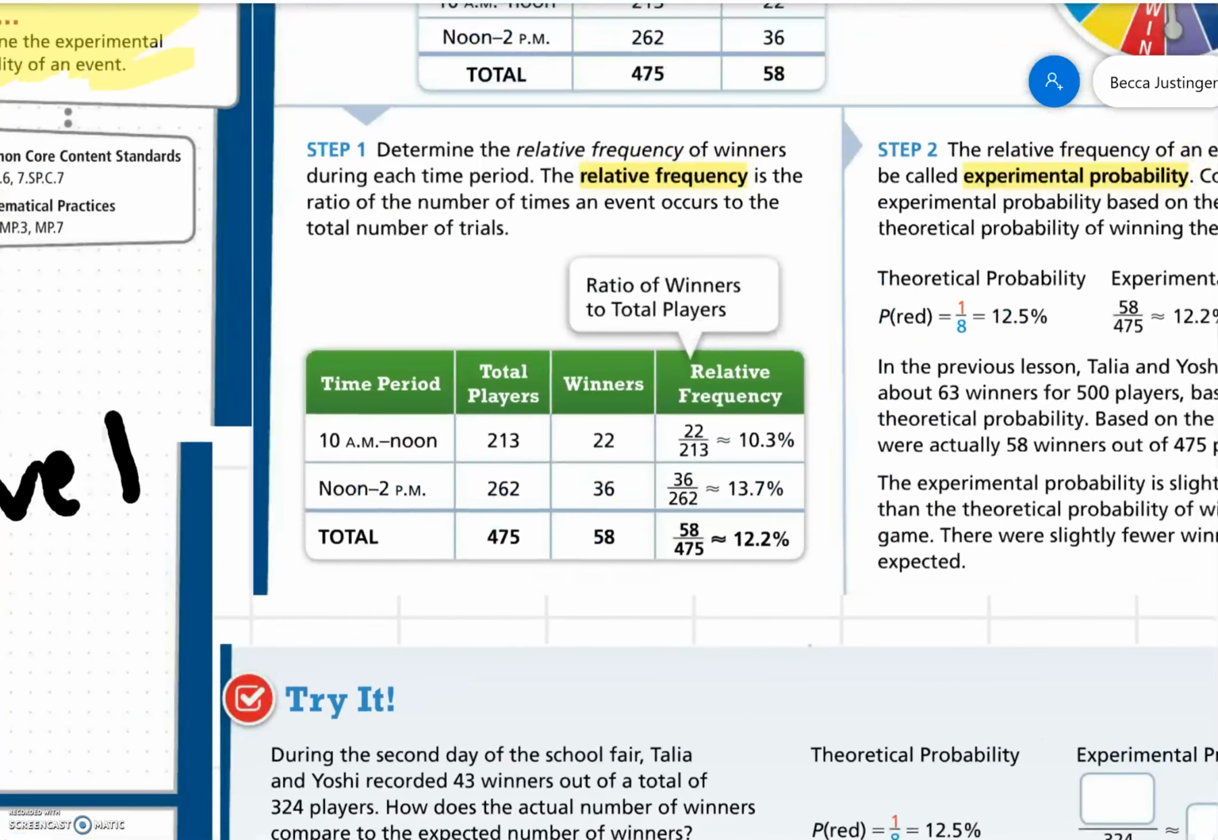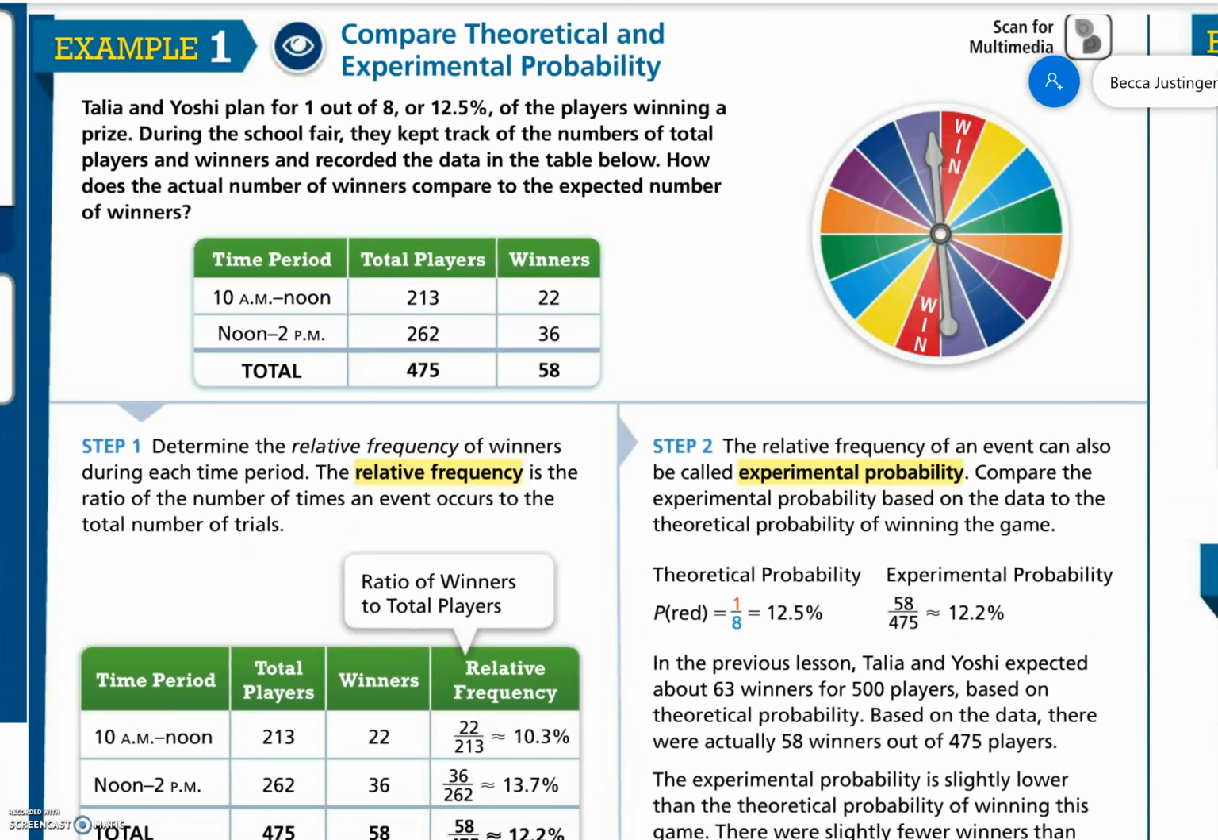Example number 1. Compare theoretical and experimental probability. Remember, theoretical probability is what we did last time. That's what should happen. Now, experimental probability is what actually does happen when we try it. So Talia and Yoshi plan for 1 out of 8, or 12.5% of the players winning a prize.